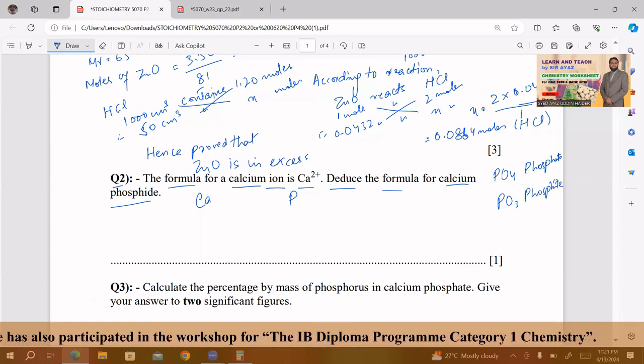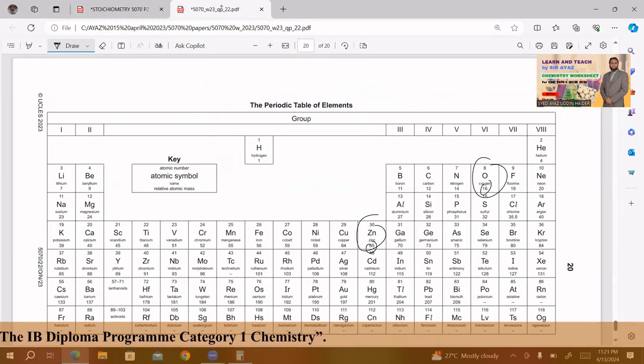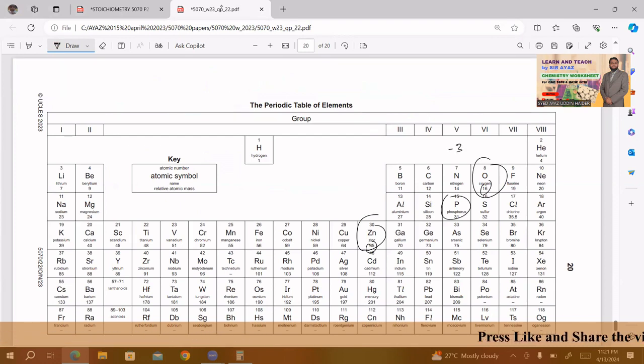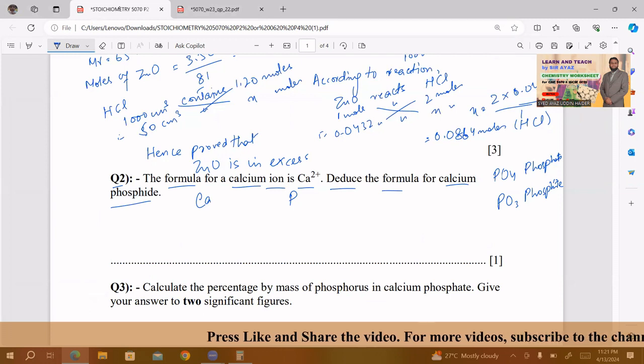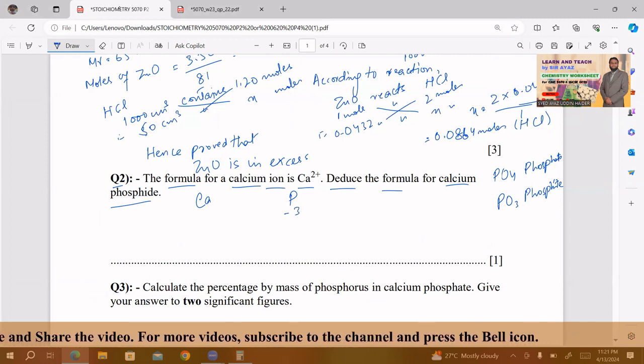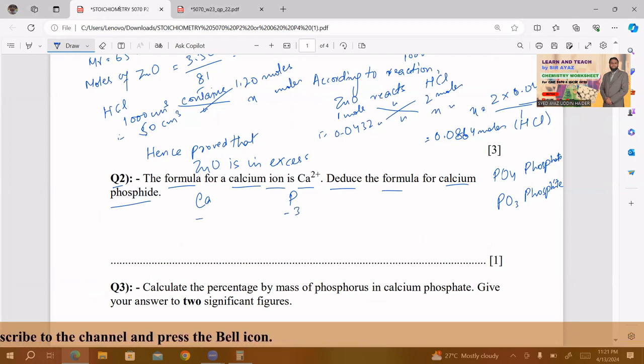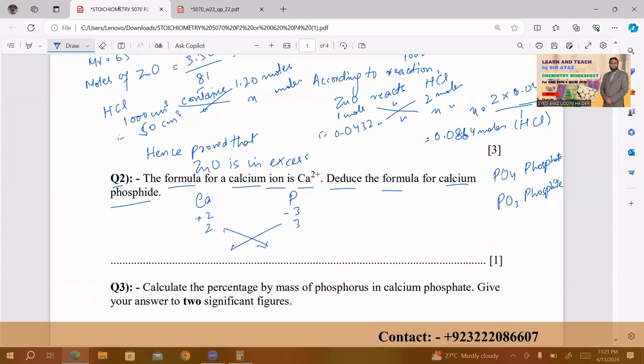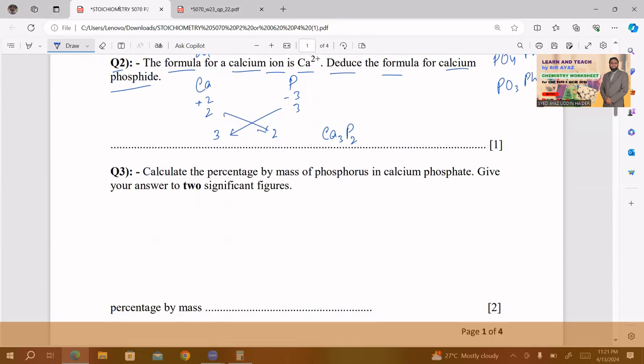What about the position of phosphorus in the periodic table? Here it is. It's in group 5, which means it has -3 as its valency. So I will write -3 for P. Calcium is given +2. Ignore the charges 2 and 3. These subscripts will be exchanged. So in the end, we will get Ca3P2. This will be the final formula.